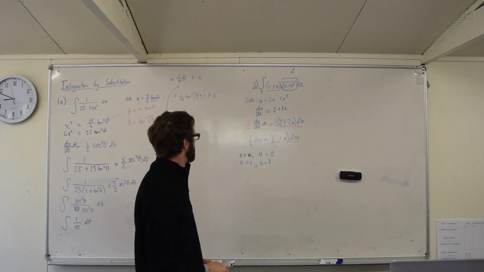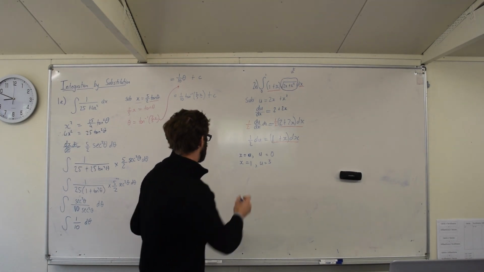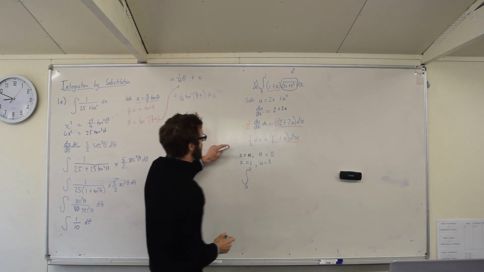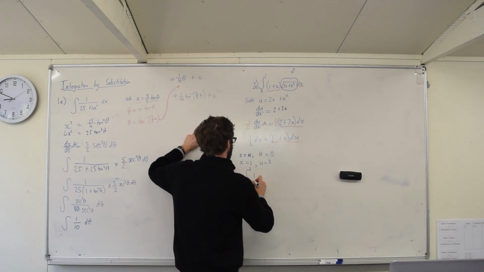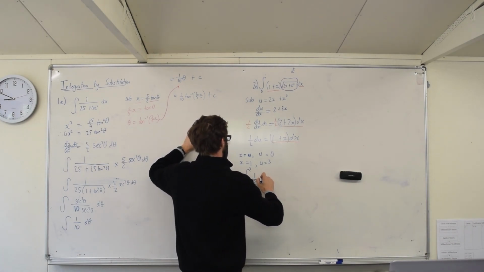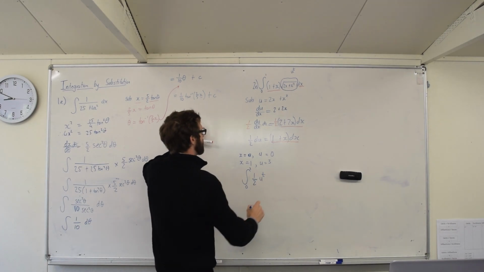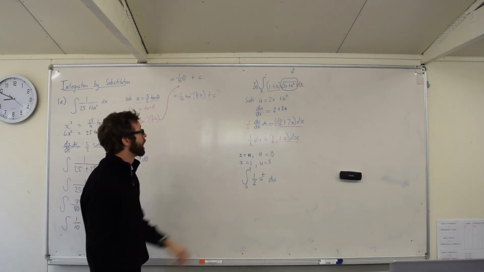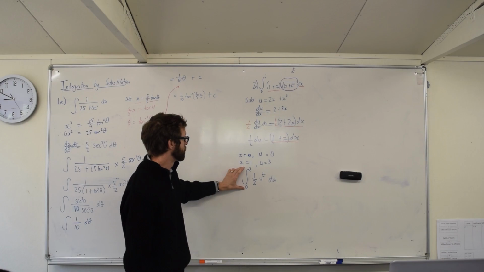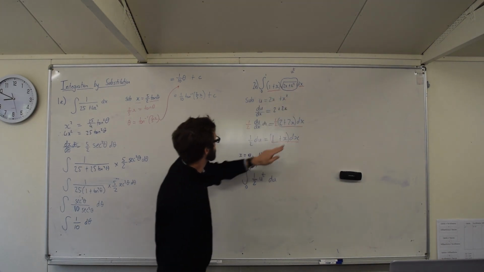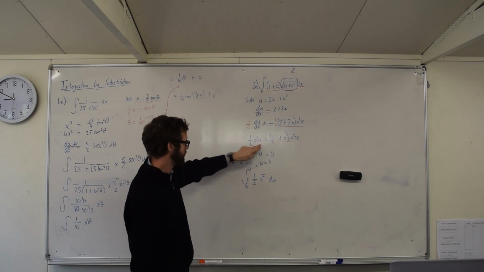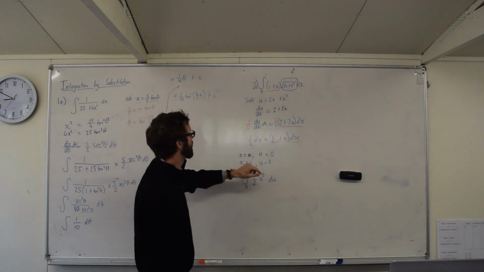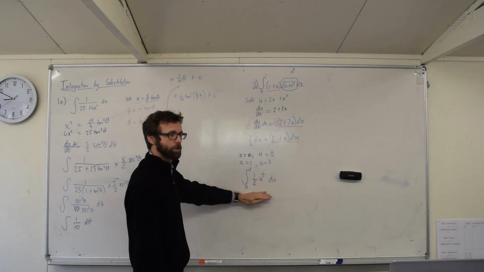Now, we're ready to go. This is what it's going to look like. 0 to 3, 1/2, and I'm going to go u to the power of 1/2 du. Let's see if we've replaced this correctly. I've got my limits changed, so that's good. I've got the 1 plus x dx changed to this, 1/2 du. And I've replaced this with u to the power of 1/2, given this here. So I'm good to go.